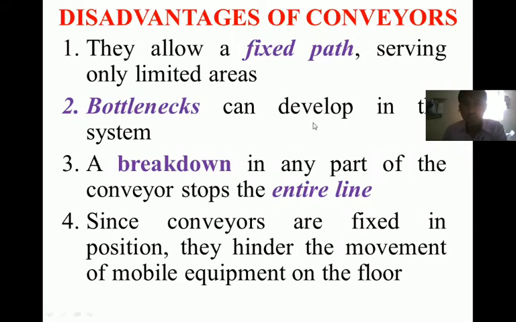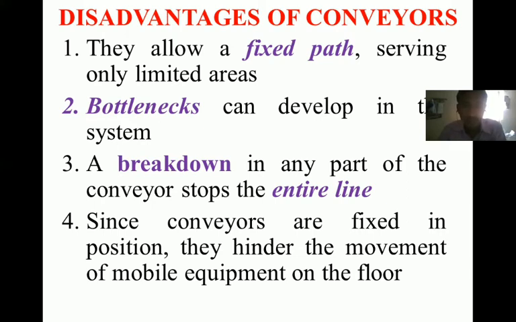Next is that bottlenecks can develop in the system. It is very important that you understand this term in production. A bottleneck means that in a production system there will be one place where the production is totally dependent on that machine because of its high cycle time. The machine on which more time is taken becomes the bottleneck. So the production department always pays more attention to that machine, because if that stops, everything will stop. That type of thing is called a bottleneck.